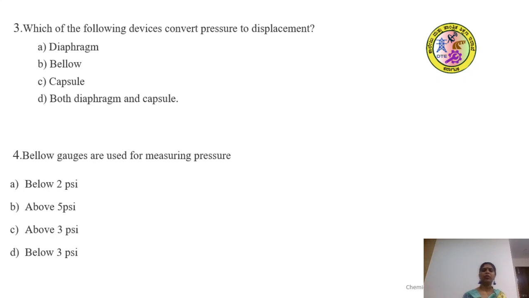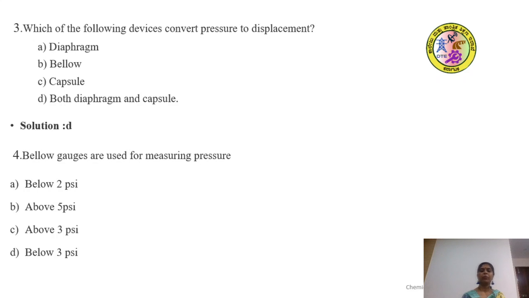The third question for you is, which of the following devices convert pressure to displacement? Diaphragm, bellows, capsule, or both diaphragm and capsule? What is your answer? Both diaphragm and capsule.